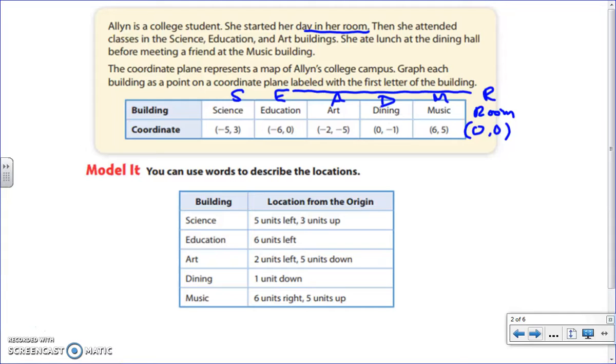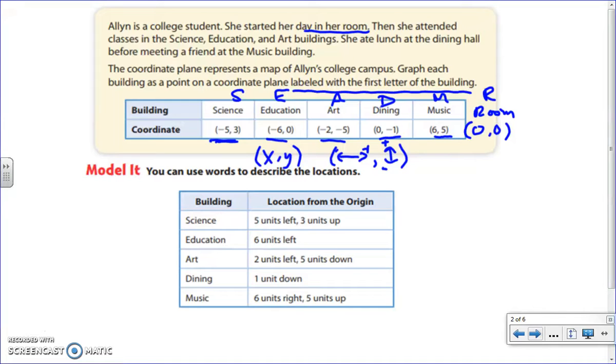It says you can use words to describe the location. So science, if these are the coordinates for each of these places, remember that we describe coordinates as x and y, and the first number is left and right, the second number is up and down. Left is negative, right is positive, down is negative, up is positive. So if science is at negative 5, 3, that means it is left 5 units and up 3 units.